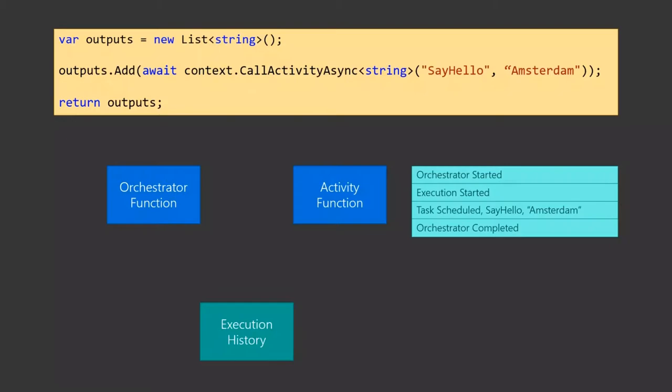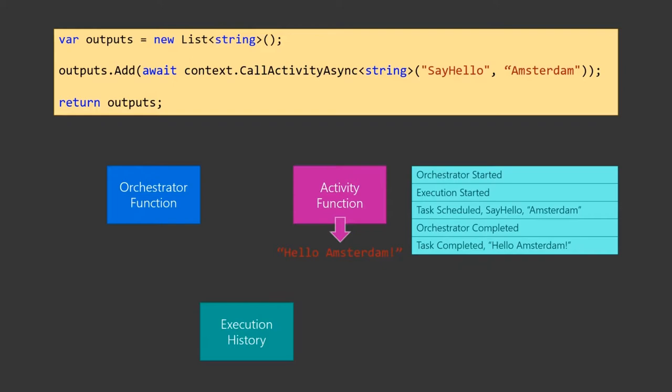But since the activity function is just dequeuing a message and returning a string, at some point an Azure function is going to pick up that message and run the code. In our case, it's just string interpolation, hello name, and it's going to say hello Amsterdam and return. So that function has now added the task completed to the execution history, that it received the input Amsterdam, but it resulted in hello Amsterdam as the output. So once that activity is done, it's technically over for that activity. We don't need to run it again.